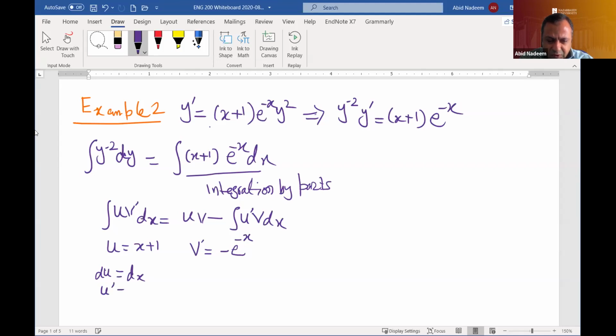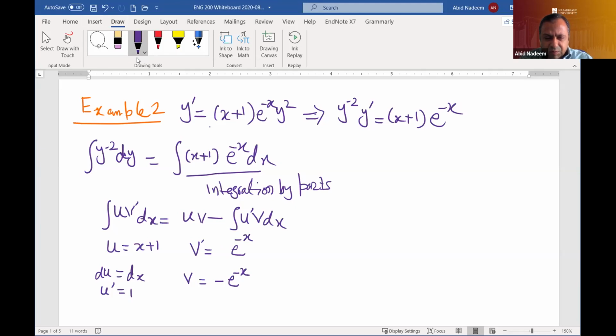So u prime will be equal to 1. Remember that u prime means du over dx. From v prime, if you want to get v, we have to integrate it. We know that the integral of e power x is also e power x, but the integral of e power minus x will be minus e power minus x, because this minus comes from the chain rule.